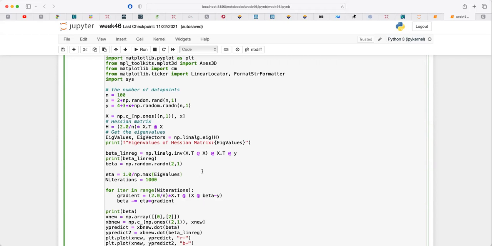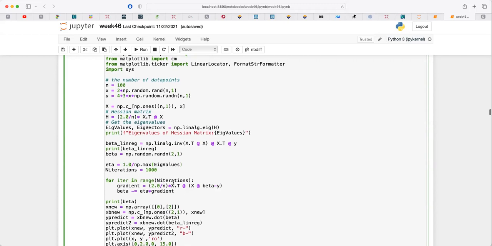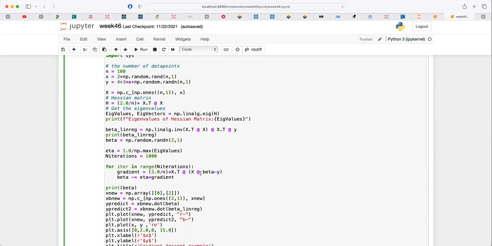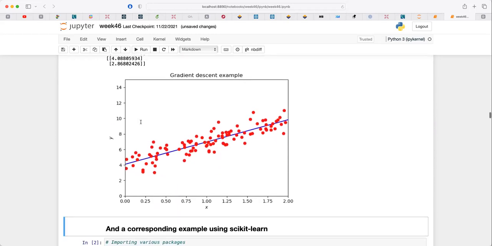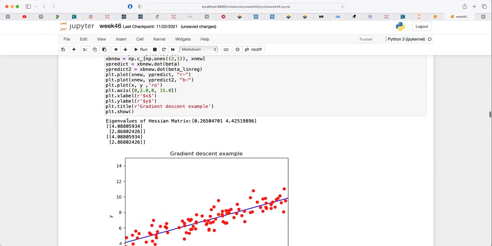What I'm doing here is calculating the gradients, and later we're going to replace that with automatic differentiation. But this is actually the simplest possible way we can implement things. If you now look at the gradient descent, this is the intercept and this is the slope. You see that these are the eigenvalues of the Hessian matrix. These are the results by matrix inversion, and this is the result by my gradient.